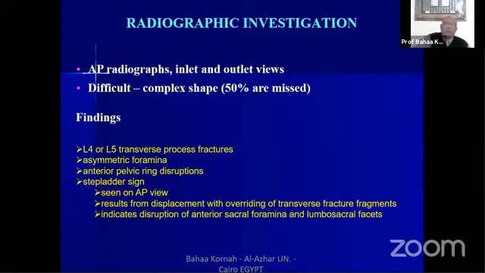But there is some finding. If you find it in the X-ray, you have to suspect this is a sacral fracture. If there is an L4 or L5 transverse process fracture, you have to keep in mind there may be a hidden sacral fracture. Asymmetry of the foramen and anterior pelvic ring disruption indicate that there is a sacral fracture.